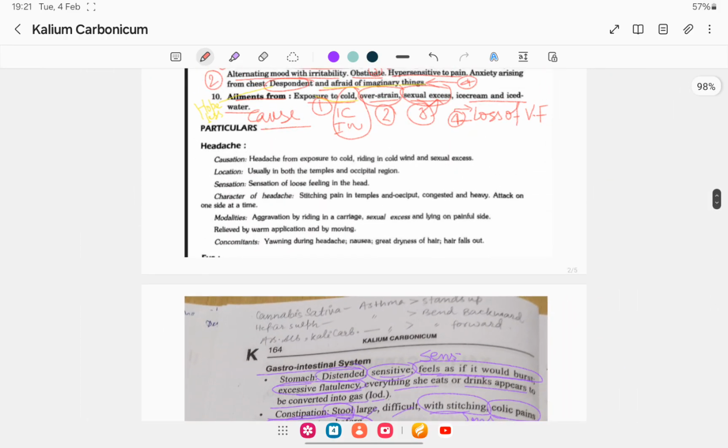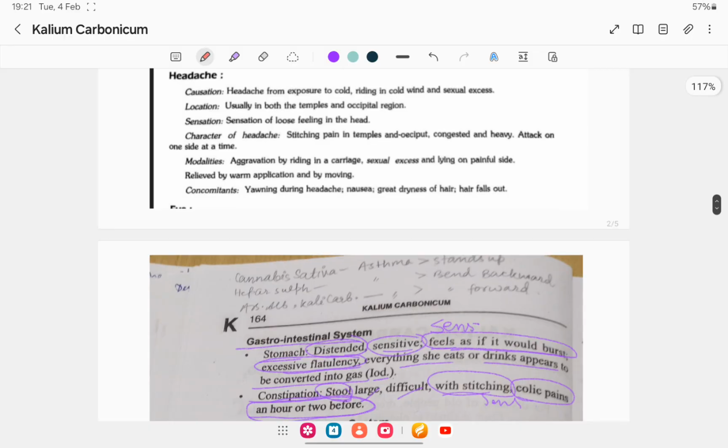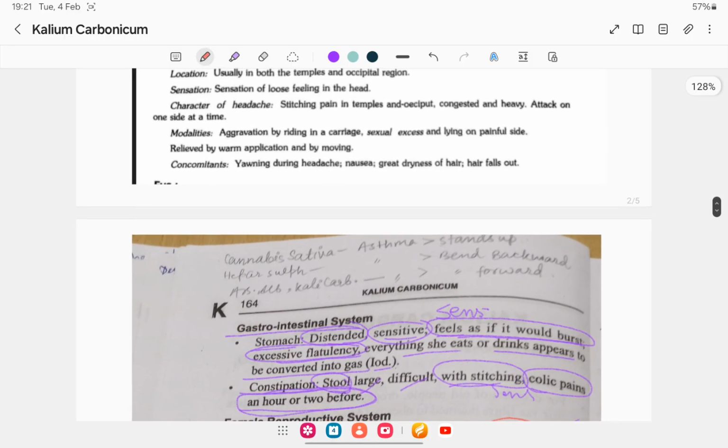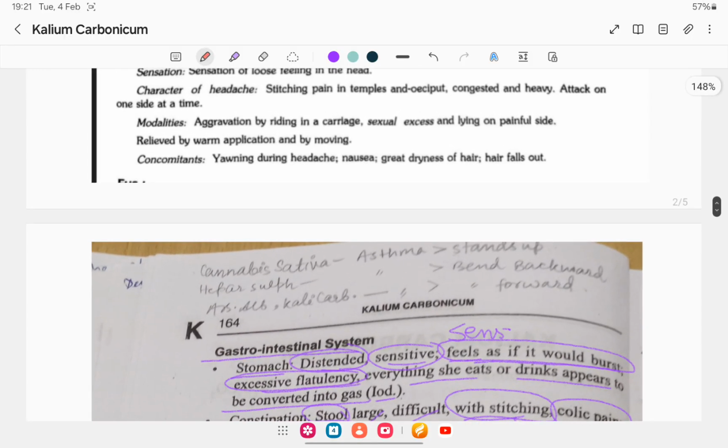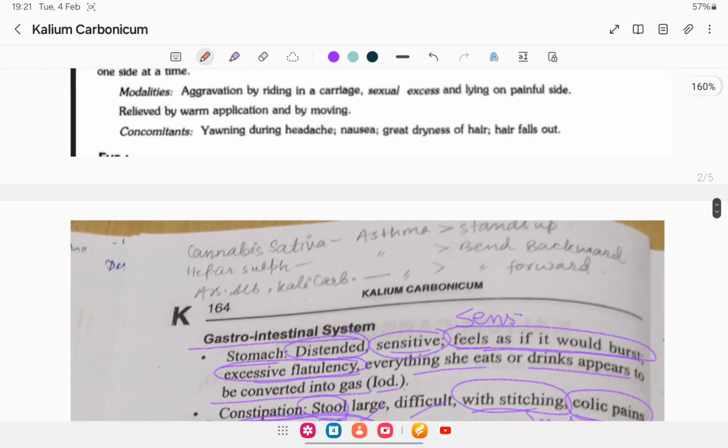I will make another slide of this kalium on Materia Medica, another separate video I'll make. Here important symptoms about cannabis sativa: asthma amelioration standing up. Hepar sulph: asthma amelioration bending backward. And third point, Arsenicum album and calicarb: asthma amelioration bending forward. Can be asked in viva.